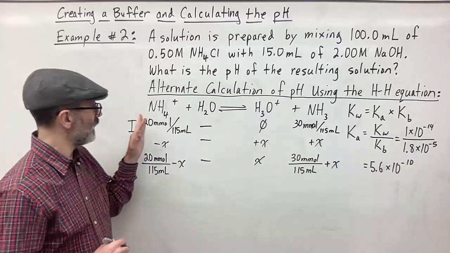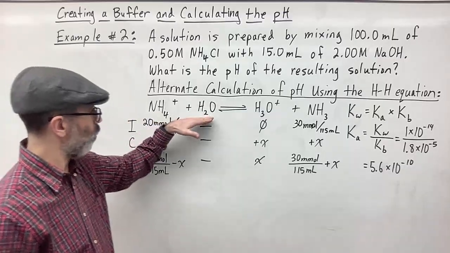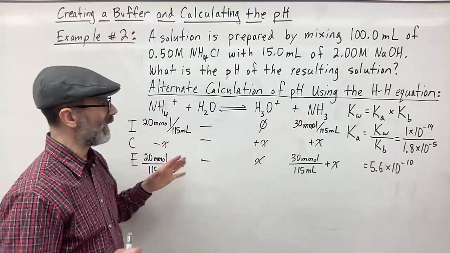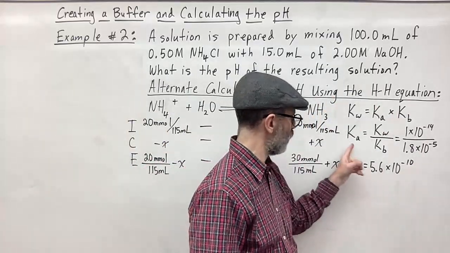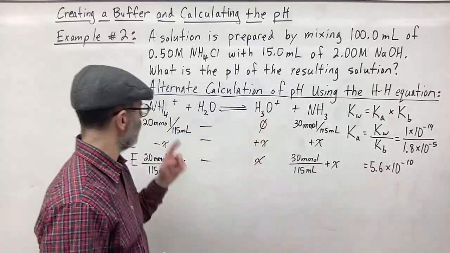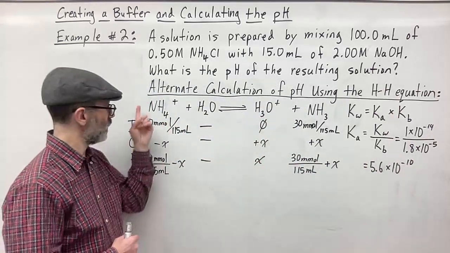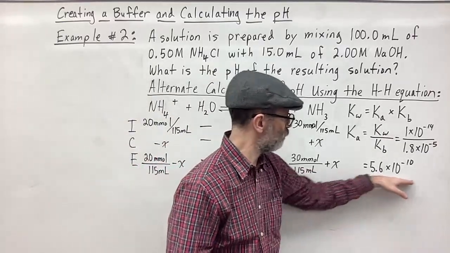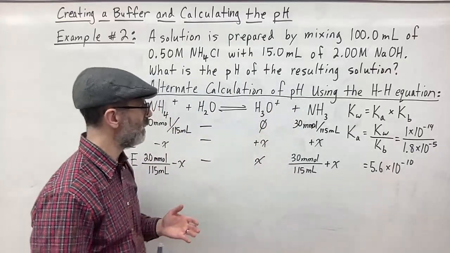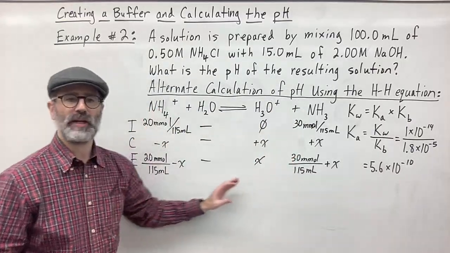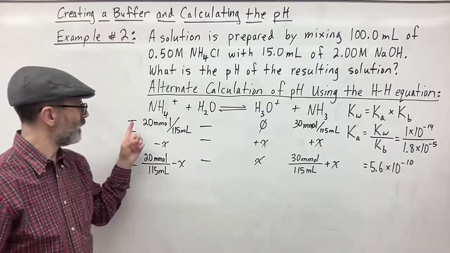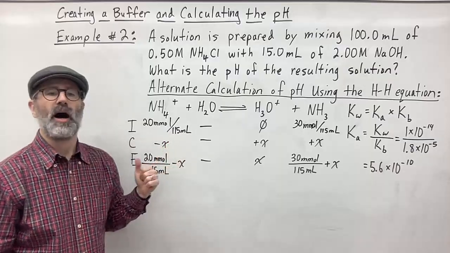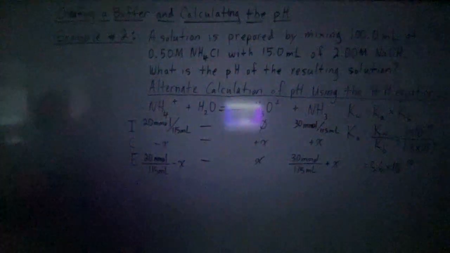So here is the reaction of the ammonium with water to give me a hydronium ion and the conjugate base ammonia. And here's the calculation of the Ka value for the reaction with regard to the weak acid here with water. We got that before, so it's 5.6 times 10 to the negative 10. And here's the table that I had before, but slightly different. Here you'll see that I have 20 millimoles divided by 115 milliliters.